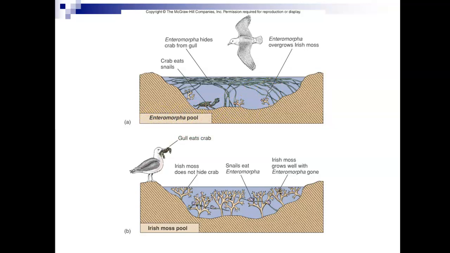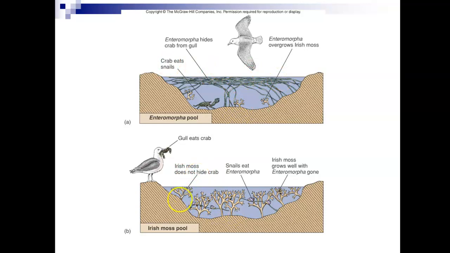Now, what's interesting is you can move just a little bit farther down, and you might see a pool that's more of an Irish moss pool. The reason you have an Irish moss pool is the Irish moss will mainly grow when the Enteromorpha is gone. The Enteromorpha is the better competitor and will outcompete the Irish moss. But if you have a pool where you don't originally have a lot of Enteromorpha, then the seagulls can eat the crabs in the area because they can see them. They don't have the Enteromorpha to hide the crabs.